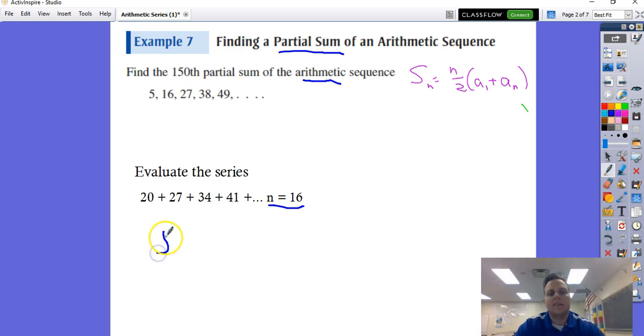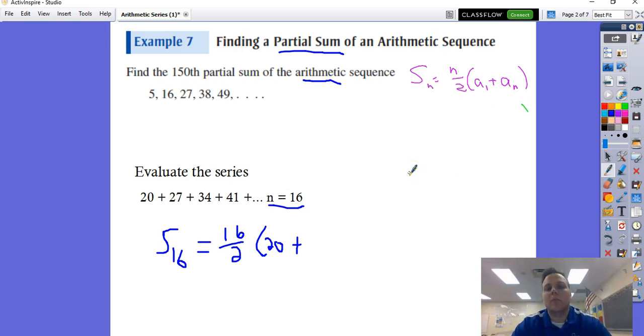So it just wants me to sum, that's an S. That really is an S. It just wants me to sum the first 16 terms. So the sum of the first 16 terms would be the total number of terms, 16, divided by 2 times the first term plus the, all right, once again, I need the last term. This time I don't know the last term. I do not know the 16th term. I need to find the 16th term.